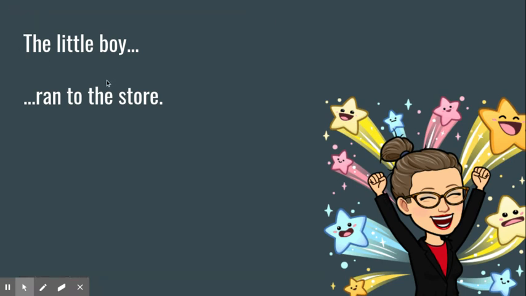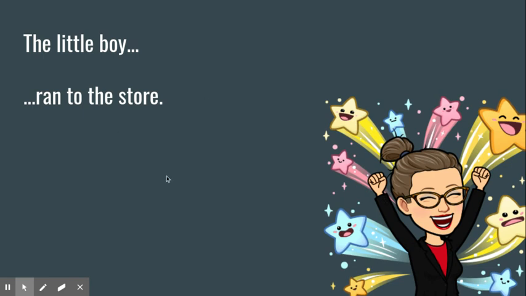So let's look at this example sentence. The little boy ran to the store. Notice that we pause not only to separate the parts of the sentence and chunk it, we also pause to help build ourselves a mental picture, one step at a time. The little boy is the subject, and ran to the store is the predicate.